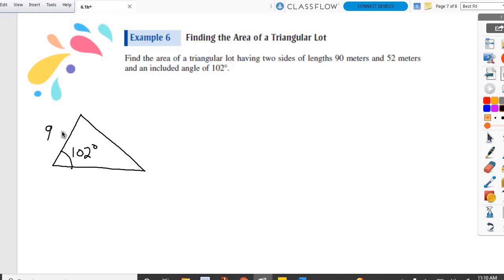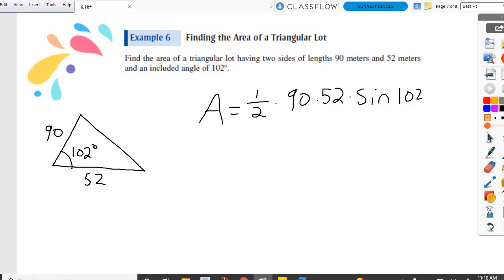So that tells me that this is 90 and this is 52. Could we flip them? Yes. It would not make a difference. Are you all alright with that? Which is important because if it was not the included angle, then we could not use the formula that we just got. Does that make sense? Now, it doesn't matter how we label them. If you want to label them A's, B's, and C's, you can. However, we just need to know that it is 1/2 times the two given sides times sine of the included angle.